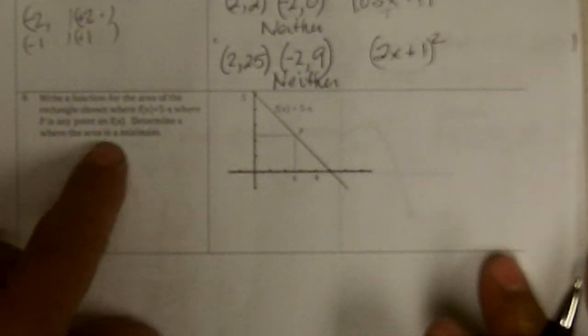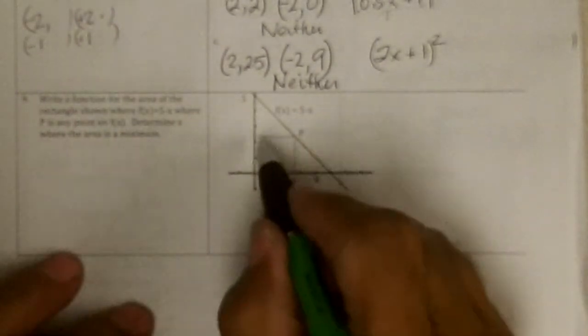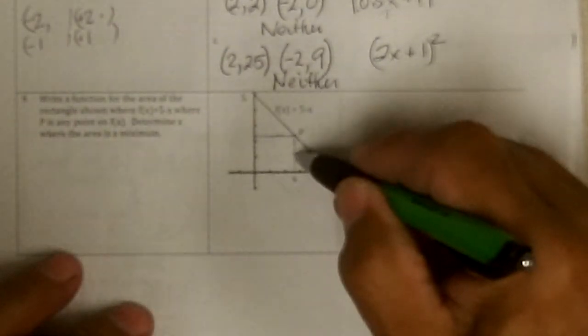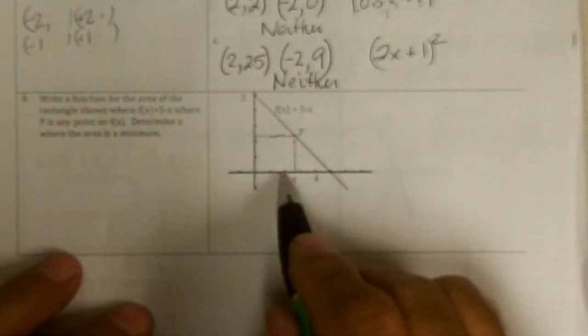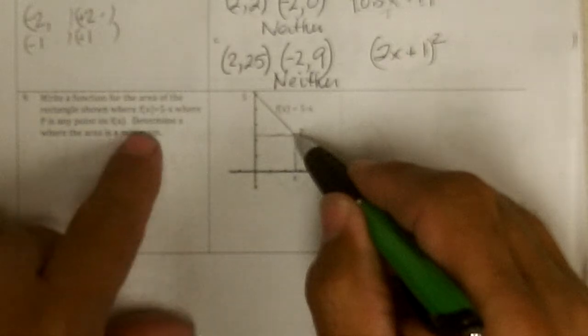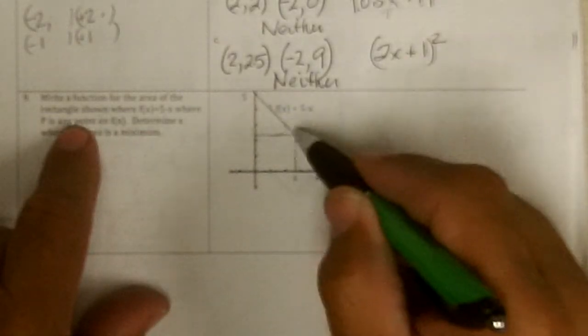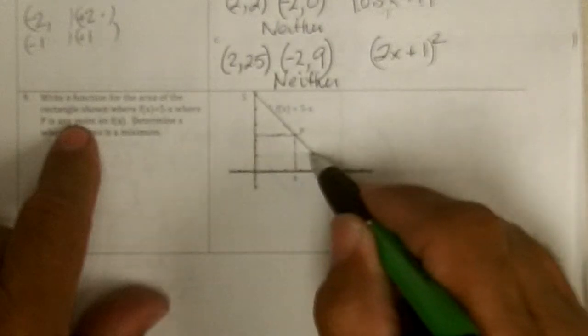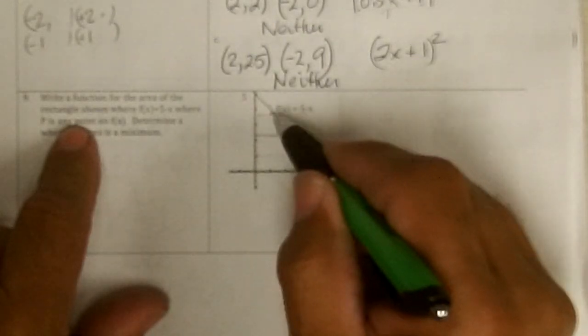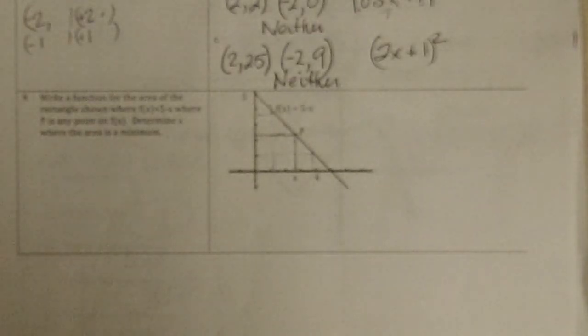And finally, 9. It says, write a function for the area of the rectangle. Do not think that that's going to stay at 2.8 or 7. This P is any point on this line, so it can move around. It could be down here. It could be up here. So we can't say there's a specific number.